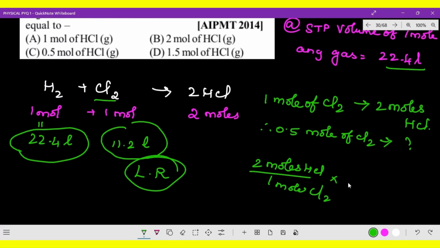into 0.5. You can write it directly, but I'm giving the steps. Now how much will you get? When you calculate it, you will get 1 mole only. Right, that is 1 mole only. So which is the correct option here?